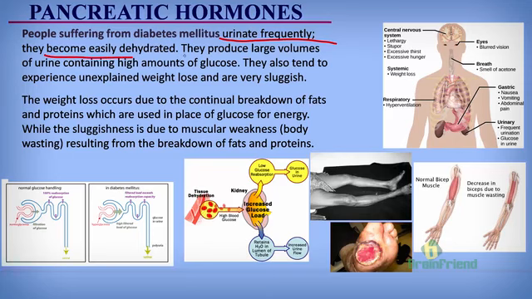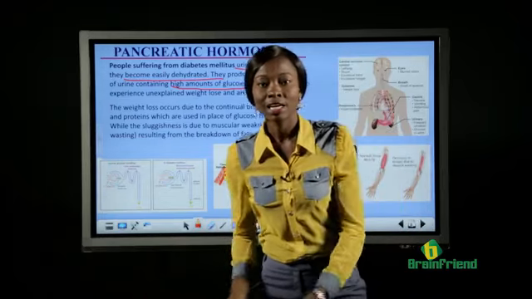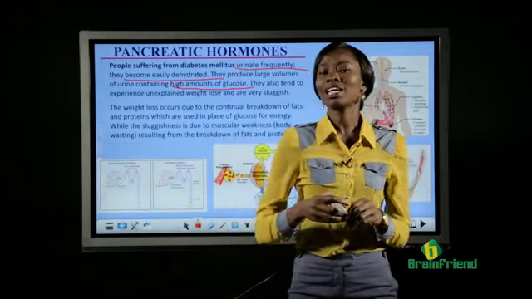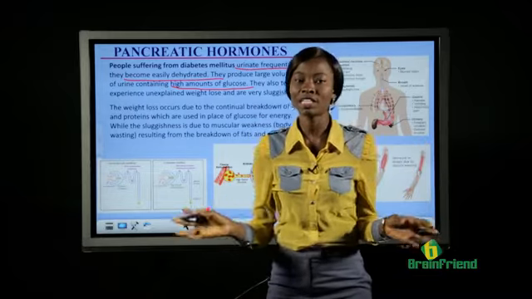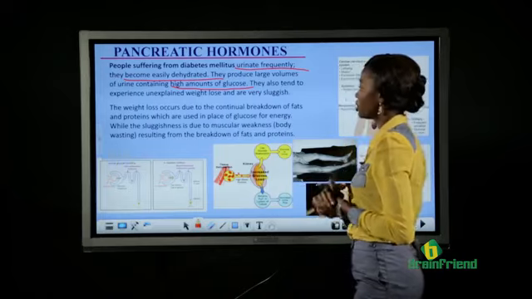So diabetic patients are easily dehydrated because they produce large volumes of urine. These large volumes of urine contain high amounts of glucose. So sometimes when a diabetic patient urinates in an environment, you tend to see ants or some sugar-loving insects going or clustering around that place.